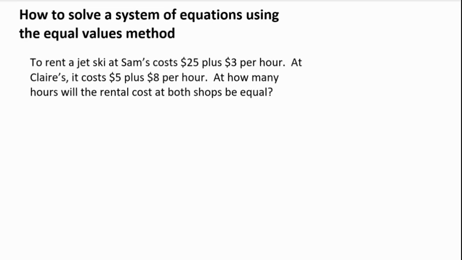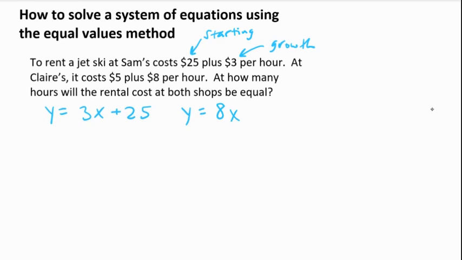So first, let me write my equations. So for Sam's, I have y equals. So it looks like my starting amount is 25. And then my growth is $3. So my equation is 3x plus 25. And then for Claire's, her starting is 5, and then her growth is 8. So that'd be 8x plus 5. If you need help writing the equations, you can go watch the video that teaches you how to do that.